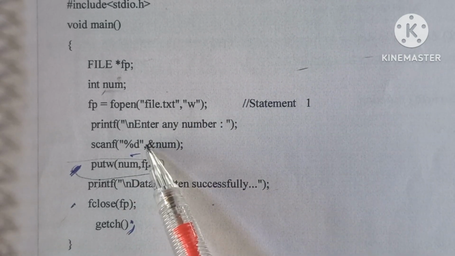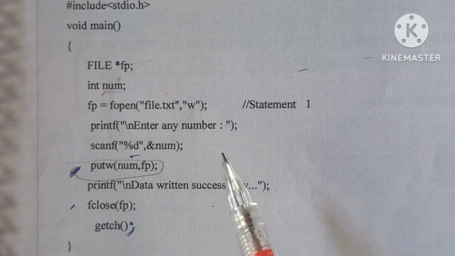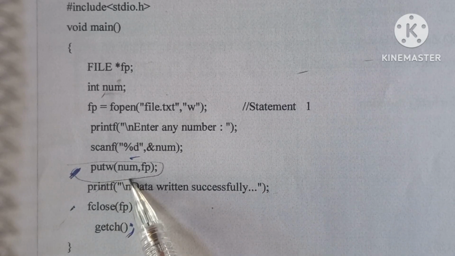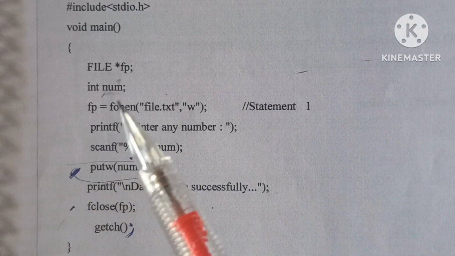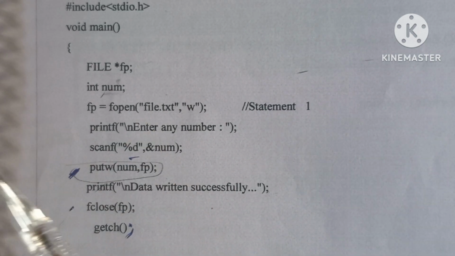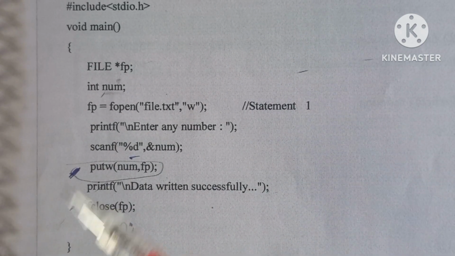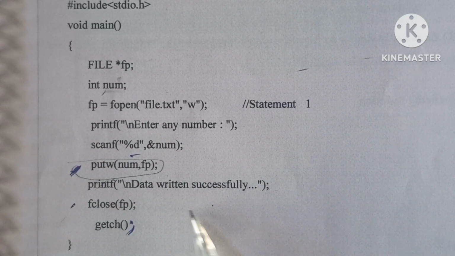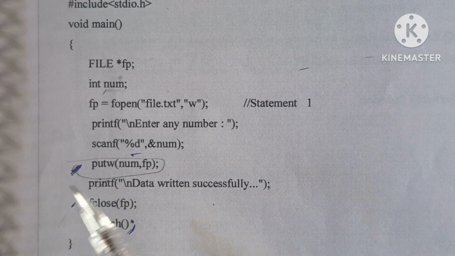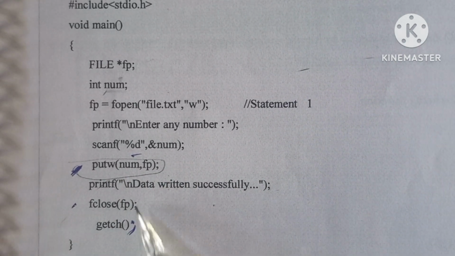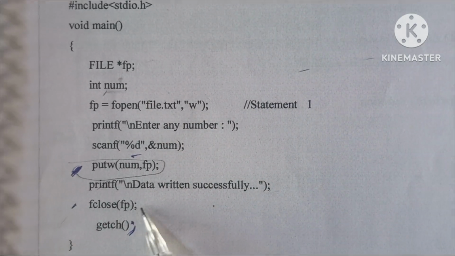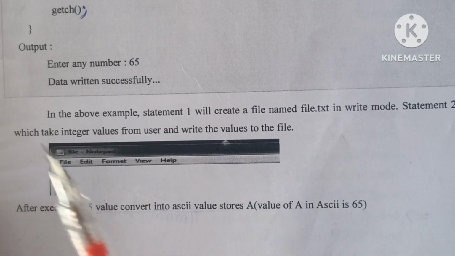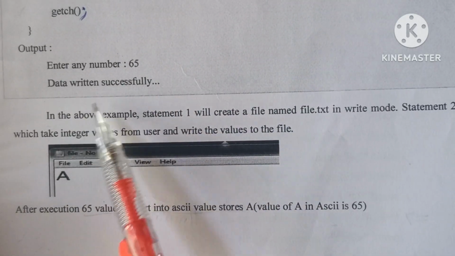After that, we take input from the user by using scanf, and after that we use the putw function to take an integer from the user and write it into the file. After this function executes, data will be written successfully. After writing data, we close our file. Enter any integer. We have entered 65. Data written successfully.